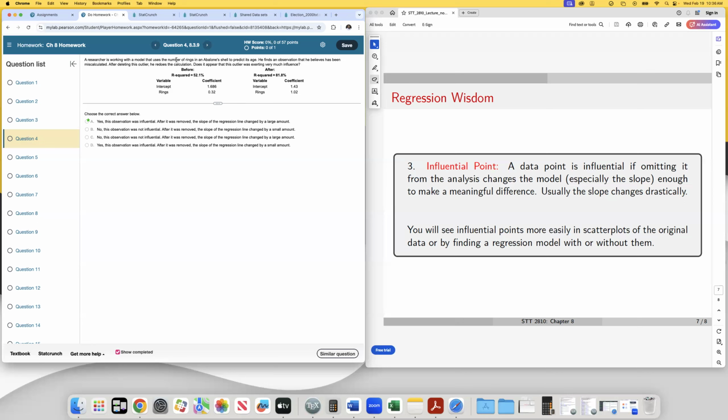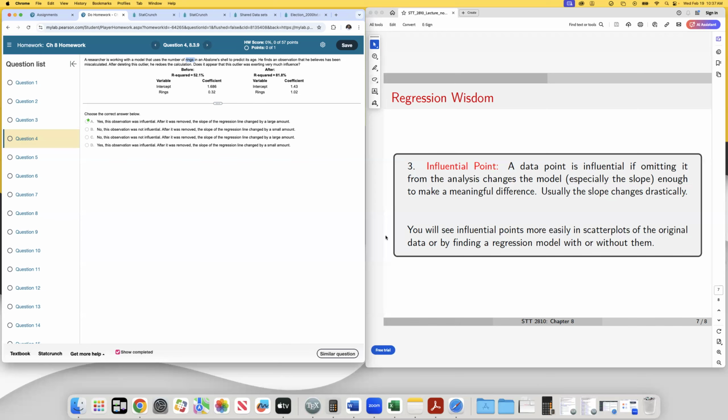And you can see that in this problem here. It says that this is what he uses to predict. So he's trying to predict its age, and then he's using the number of ranks. So you can see that is the explanatory variable.